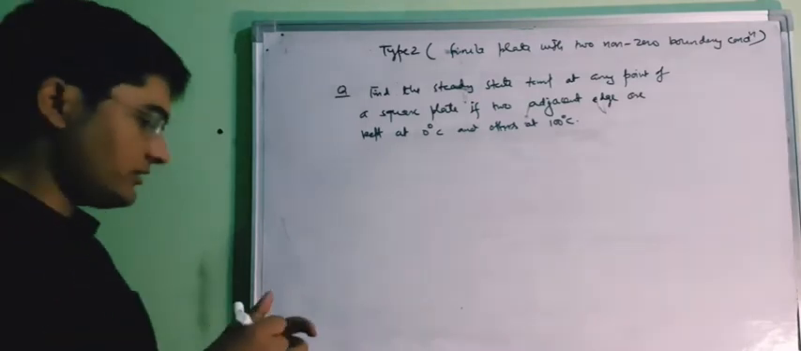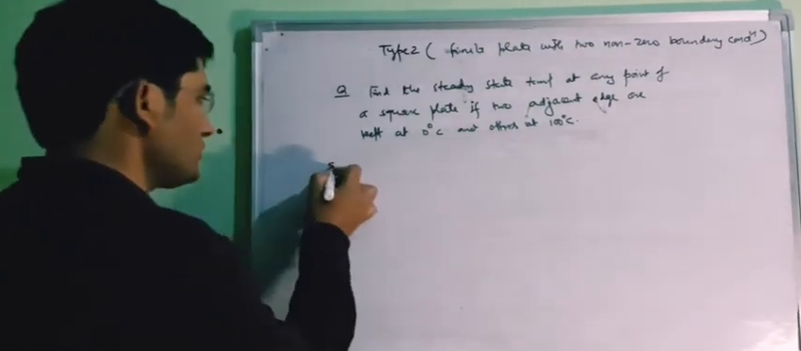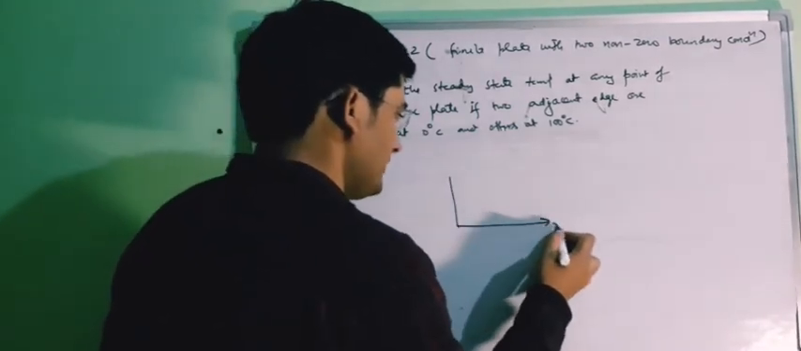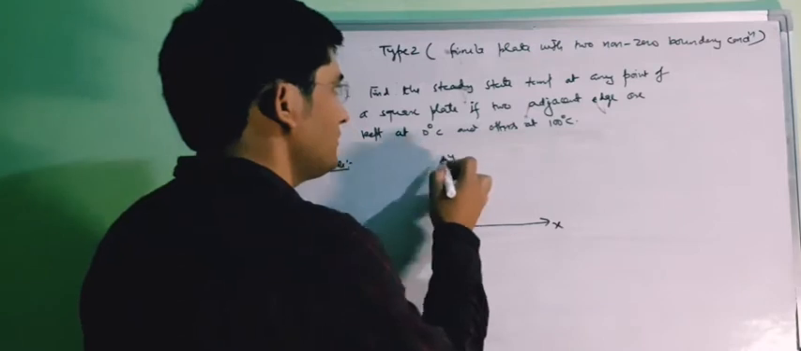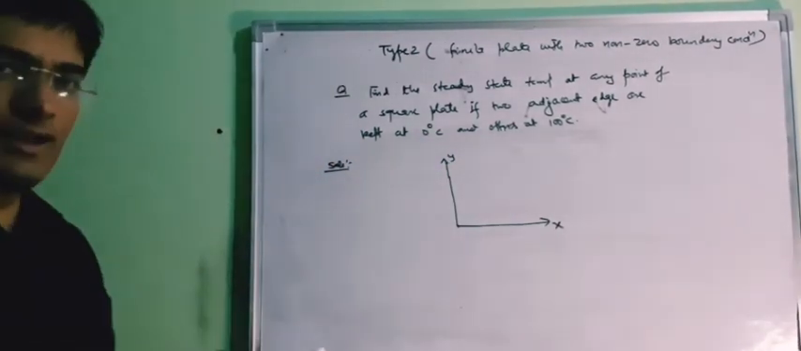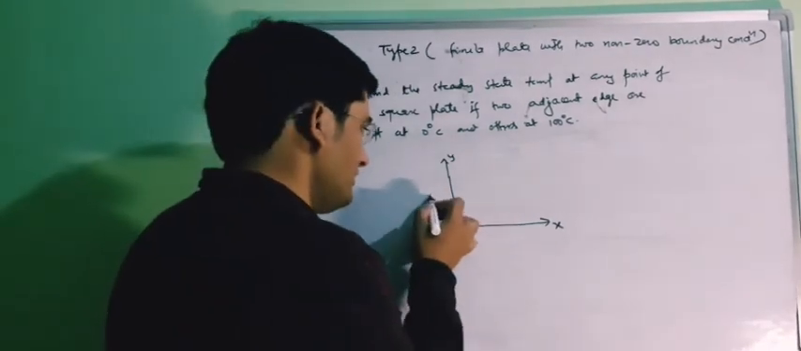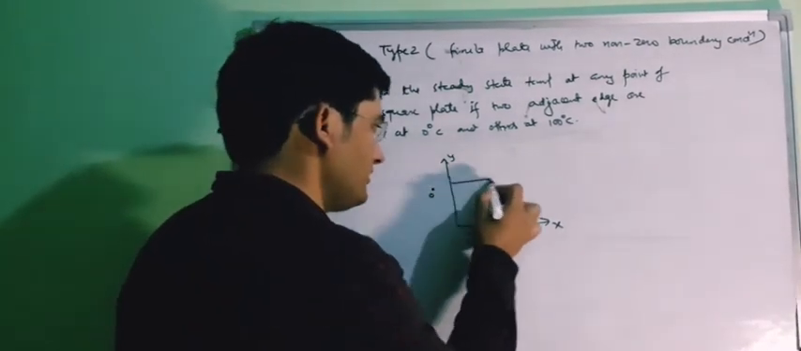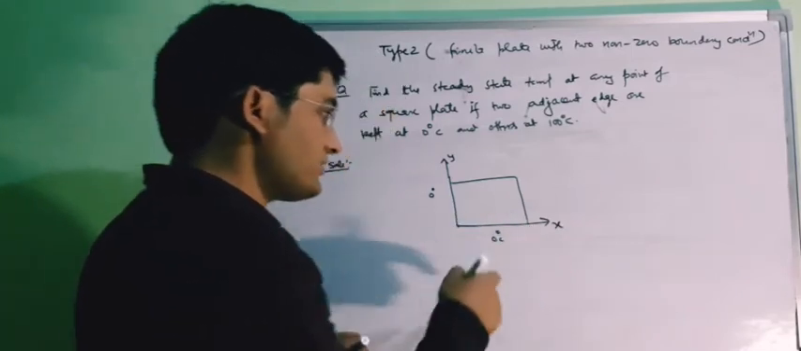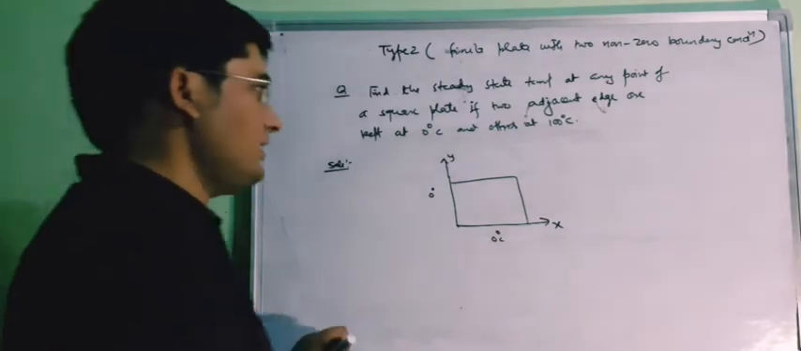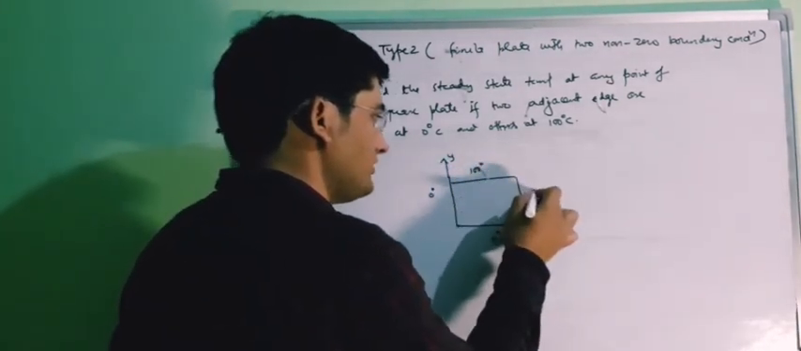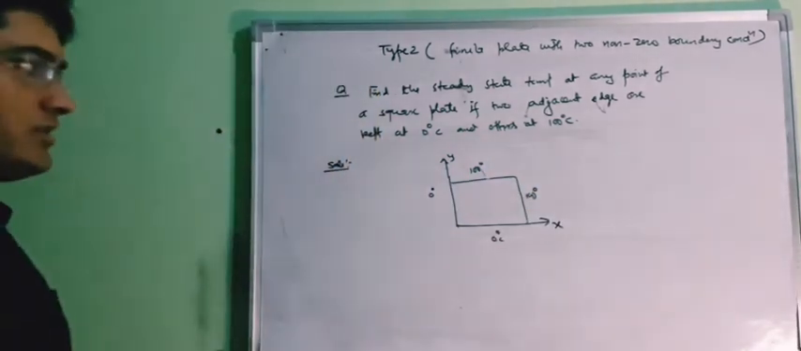So here is the solution. This is your x-axis and that is your y-axis. Suppose that the length of the square plate is L, then it is given that this is your 0 degree centigrade. Now if the length of the square plate is L, then again the adjacent side has temperature 0 degree centigrade and the other side 100 degree centigrade. So this is at 100 degree and the temperature of this edge is 100 degree.